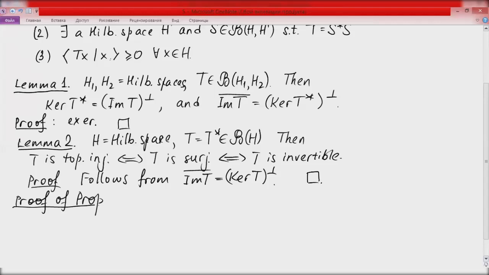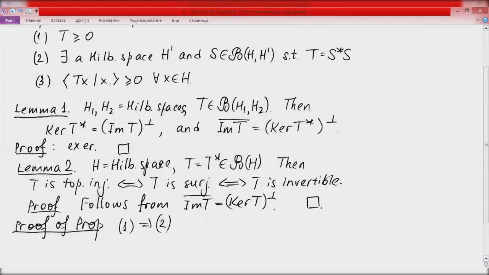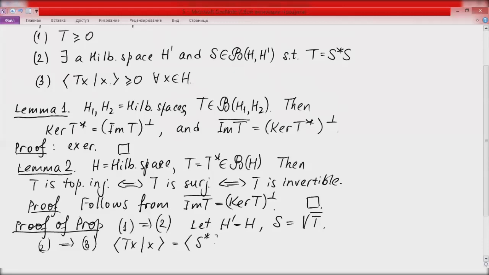Well, 1 implies 2. This is clear because if T is positive, then we can let H prime equal H, and let S be the square root of T. And we clearly have property 2. 2 implies 3 is also very easy. If T equals S star S, then the inner product of Tx and x can be written as follows. So we move the star from left to right, and we get the following. And this is obviously non-negative.